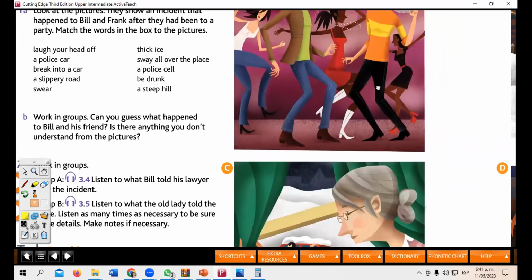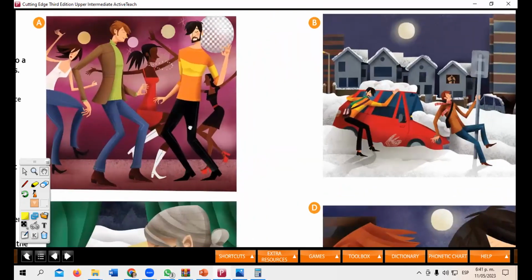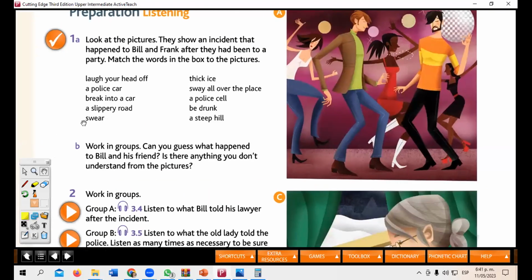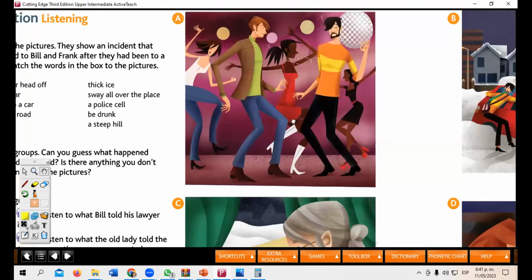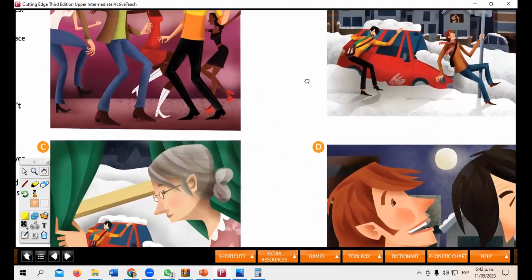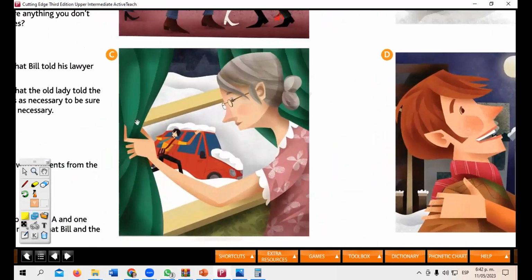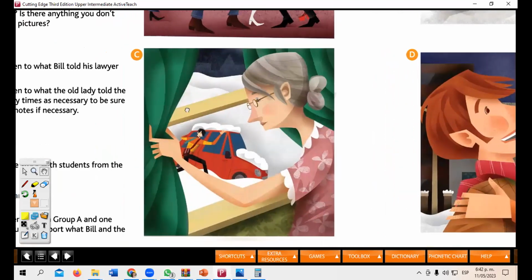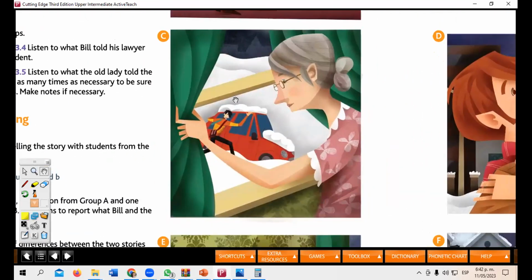Okay. And maybe swear. Yes, maybe. A slippery road. Yes, maybe they are swearing, like diciendo malas palabras. Yes, maybe.